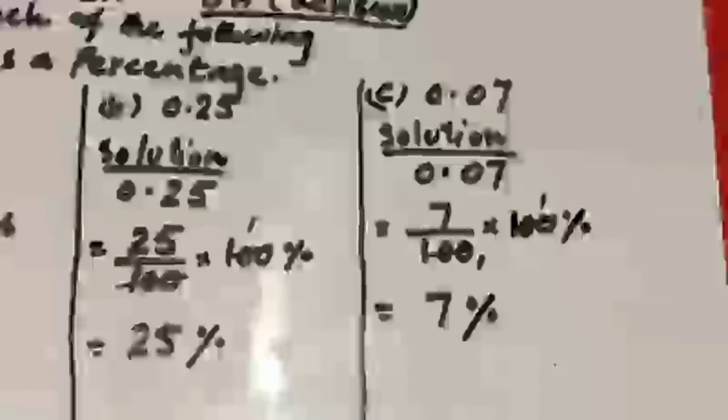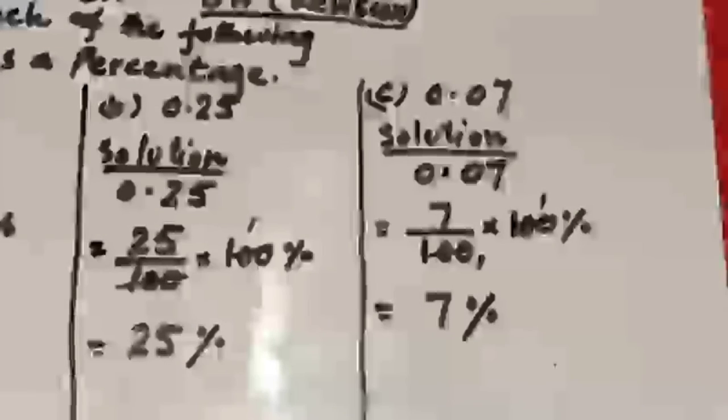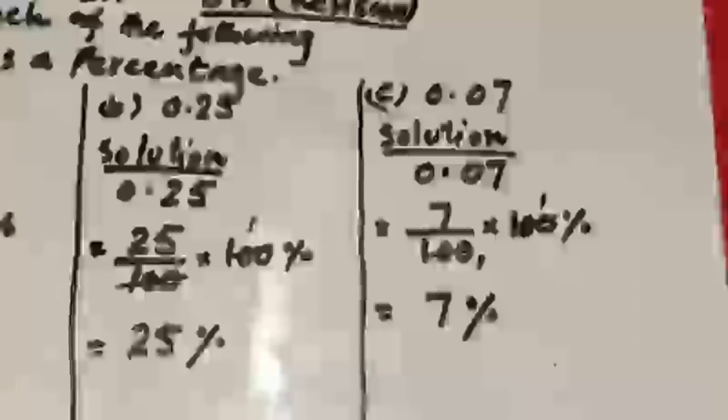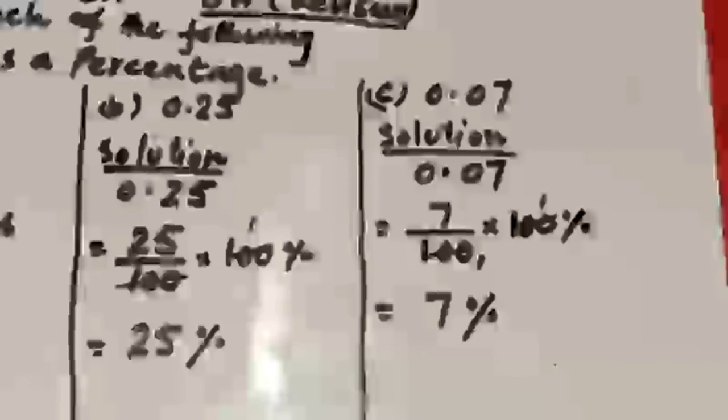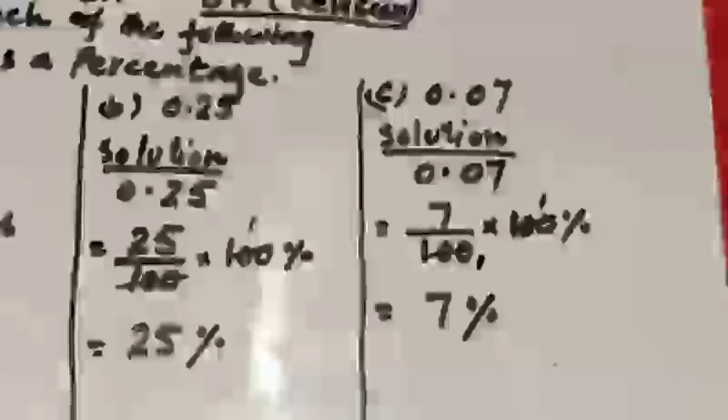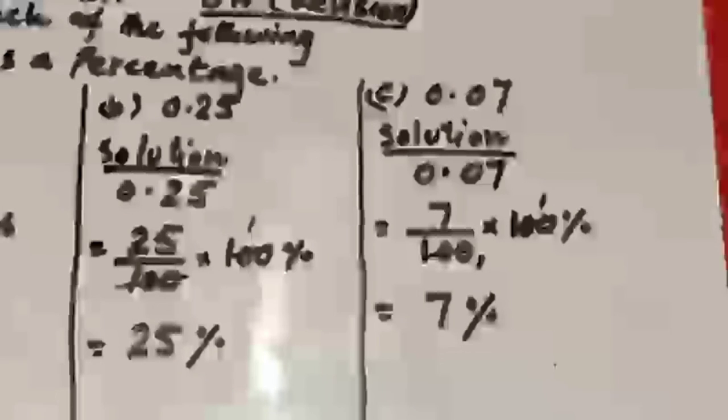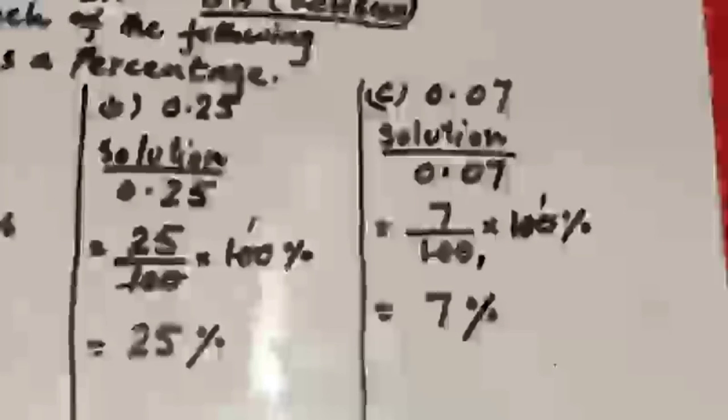So in this question number 4, you can convert any decimal number into the percentage by multiplying it by 100%. The remaining parts of question number 4 are your homework.